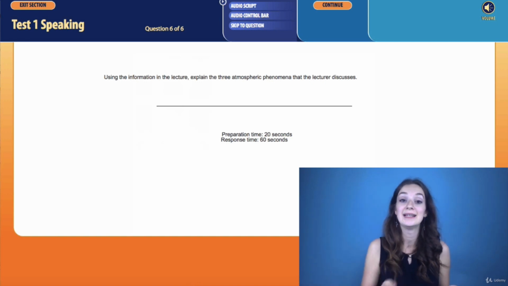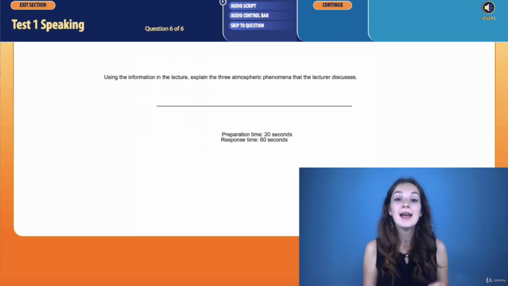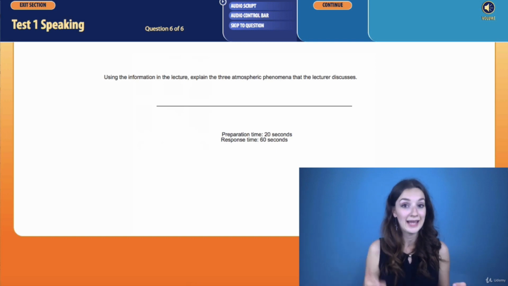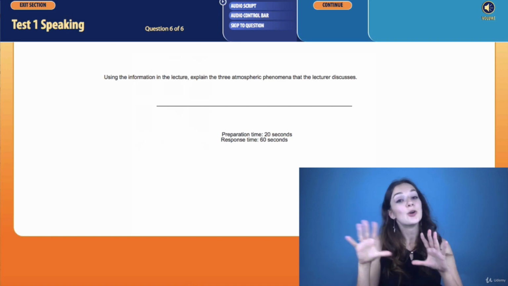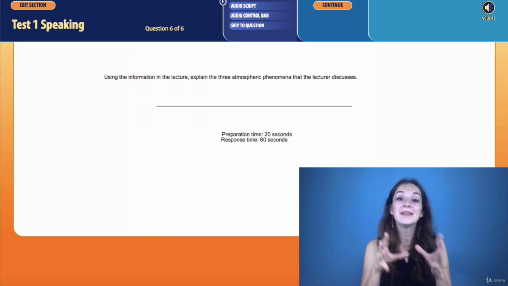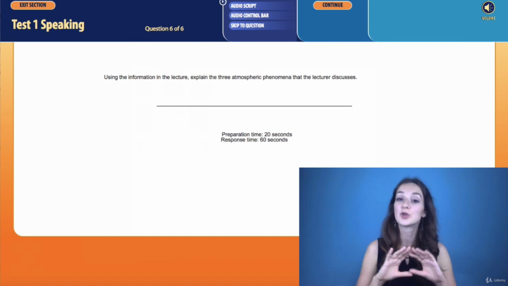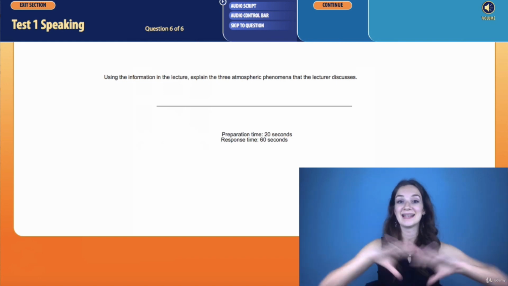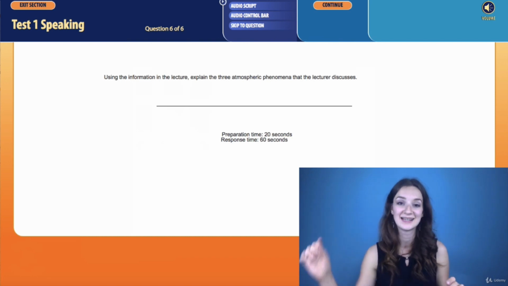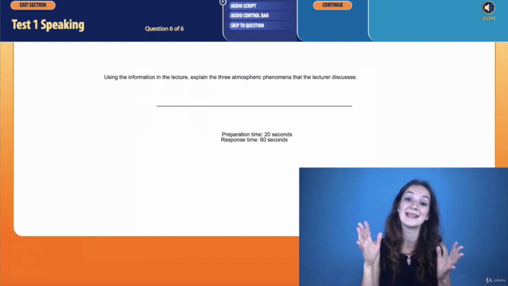If here the question is explain the three atmospheric phenomena, then you have to make sure that you named all the three phenomena. That was the key information, three phenomena. So as long as you described all the key information, you're fine. So don't be afraid if the lecture seems too difficult. You don't have to summarize everything. You don't have to say every single detail. You just need to summarize the key information.